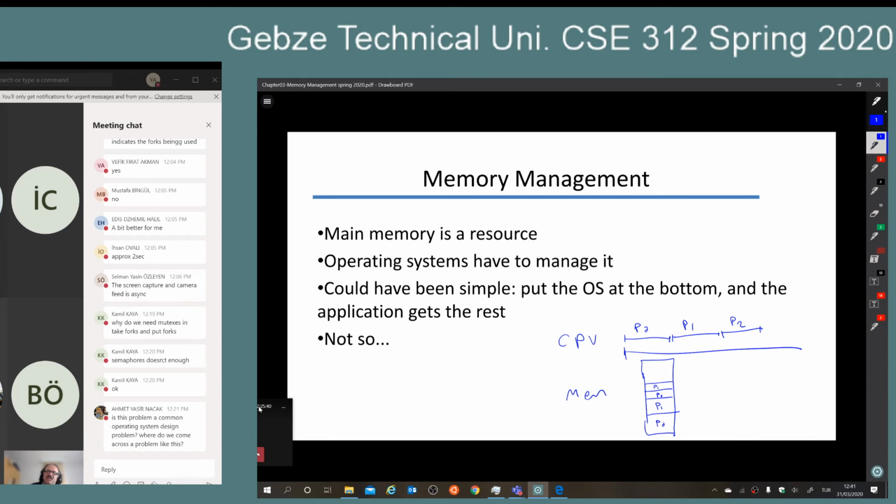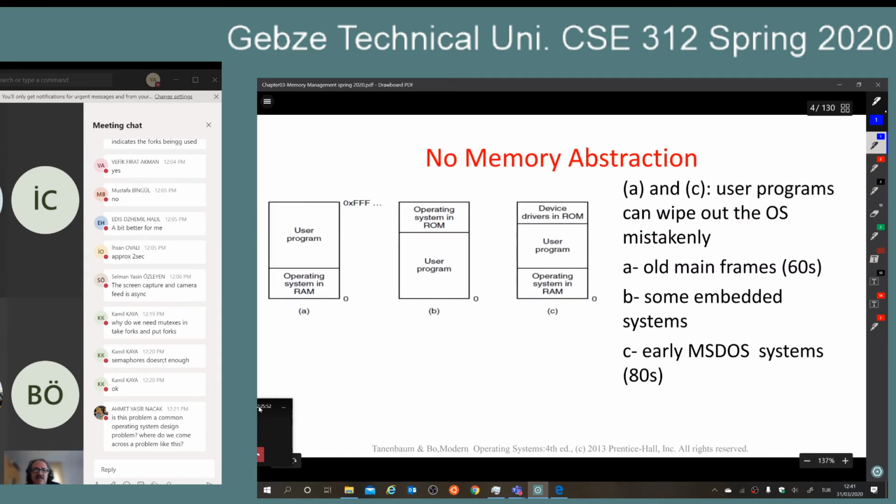But things have changed because I have many programs running at the same time in my memory. So I have to share my CPU with other processes, and likewise I have to share my memory with other processes.